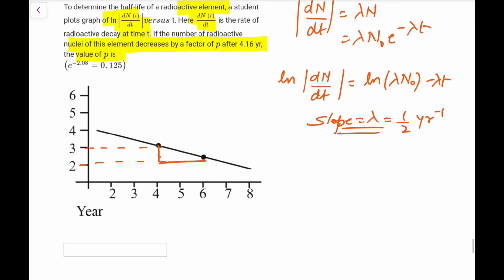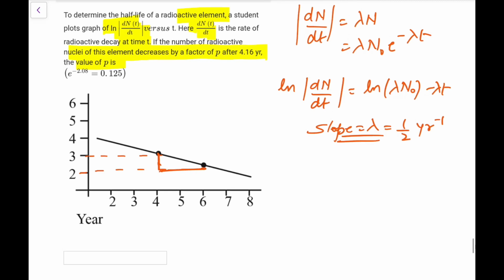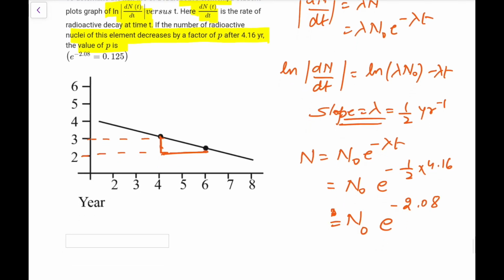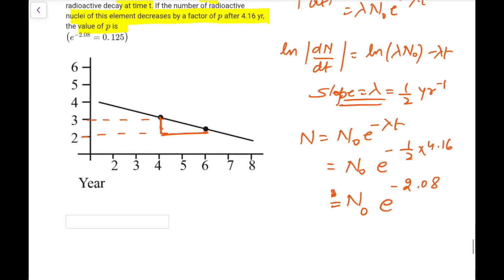if the number of radioactive nuclei decreases by a factor of p after 4.16 years, then after 4.16 years the number of nuclei will be N naught e to the power minus lambda t. So we will have N naught e to the power minus half into 4.16, that is N naught e to the power minus 4.16 by 2. 4.16 by 2 is 2.08, so 2.08.